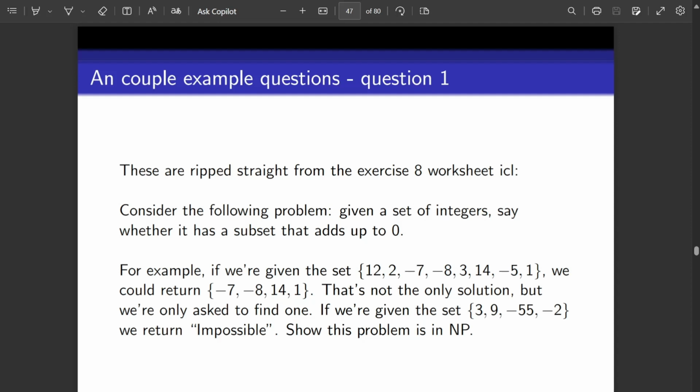The condition a candidate solution has to satisfy to be verified. So, okay, we have a problem, and we want to verify that this word is a valid thing in this problem. Like this actually has a subset that adds up to 0. This would be a candidate solution, a certificate for this word, because this subset adds up to 0. Does that make sense?